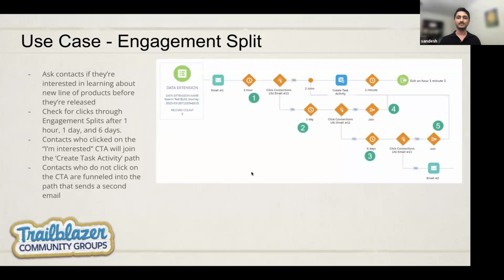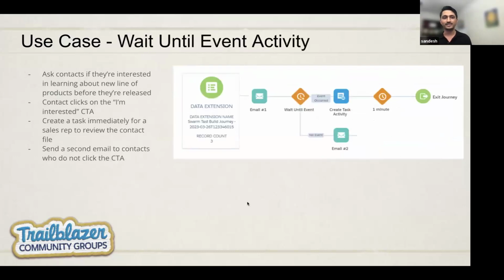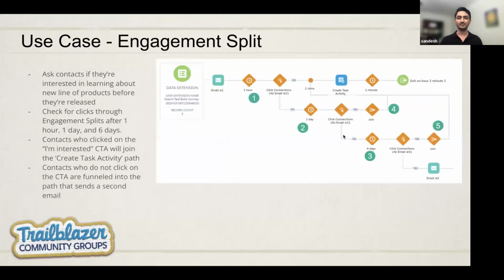Now let's see how we can do the same thing with wait until event activity. You see that the canvas is very much simplified. All you need to set up is that there is an email, and now you just have the wait until event activity. If the event occurred, create a task. If the event didn't occur, then send a follow-up email. Simple, right? This simplifies this view by a lot.